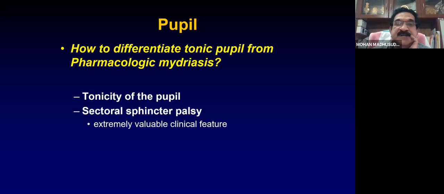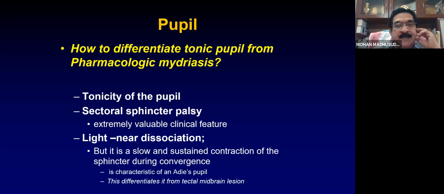Sectoral sphincter involvement is another characteristic feature. If you find this, it is very typical of a tonic pupil: the pupil constricts, only one part of the pupil will constrict, and the other part will not. And classically, light-near dissociation, but it is a slow, sustained contraction of the sphincter during convergence. This is characteristic of the Adie pupil and is differentiated from a tectal lesion.